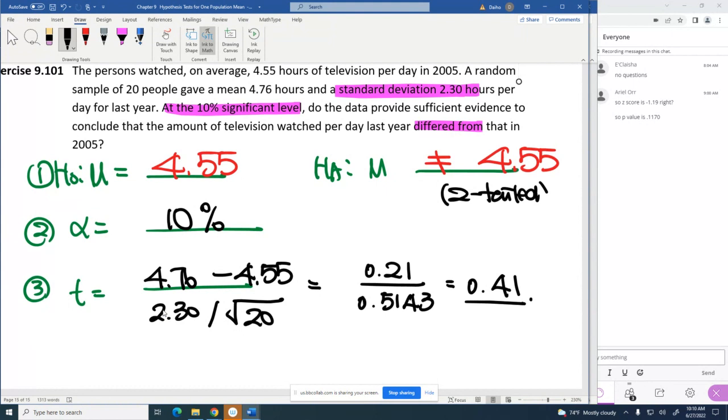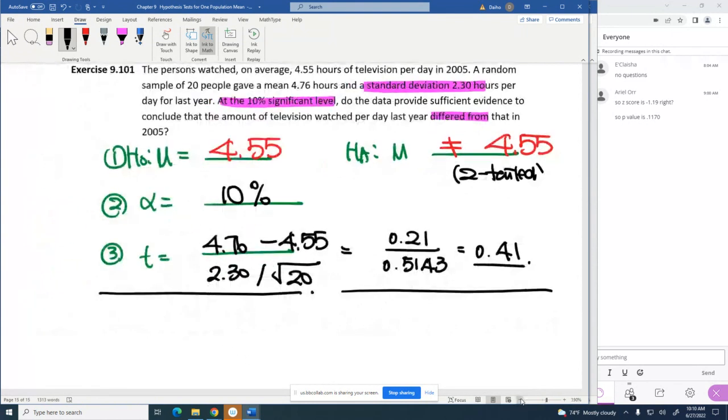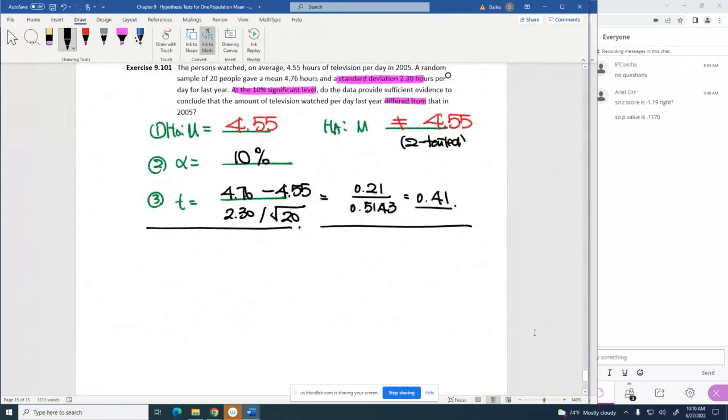It's good, right? Okay, yep, it's almost the same. So far, it's almost the same. Okay, now let me apply the critical value approach.